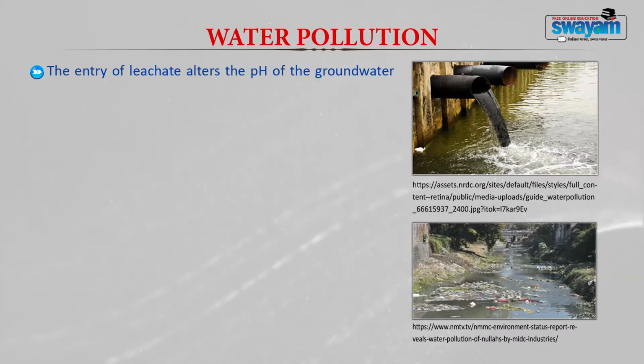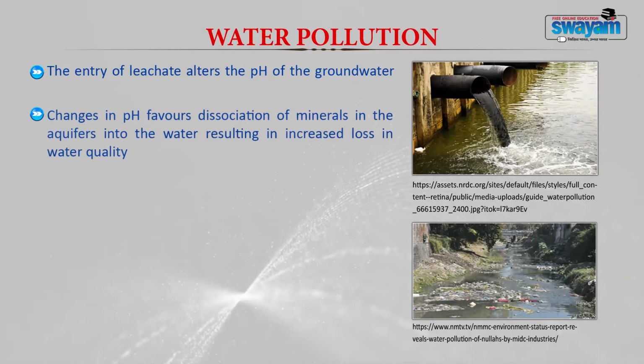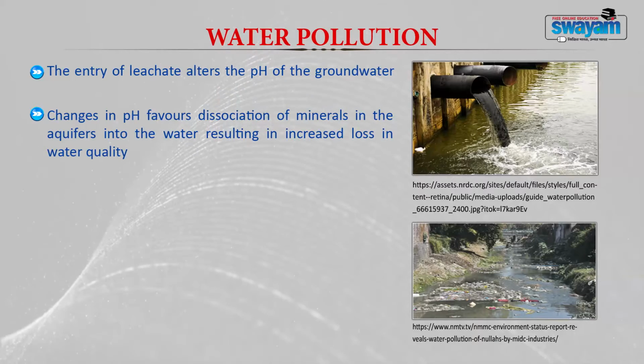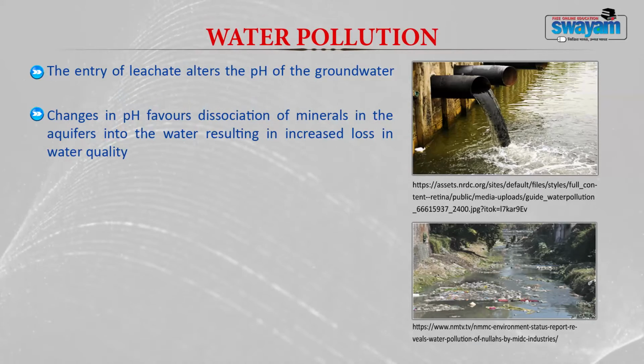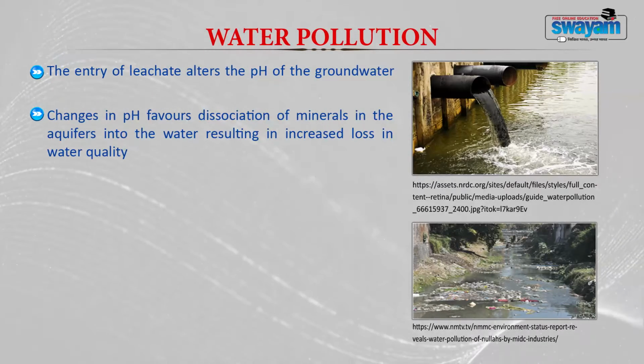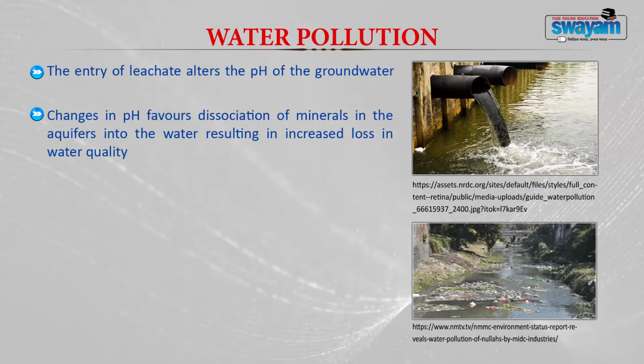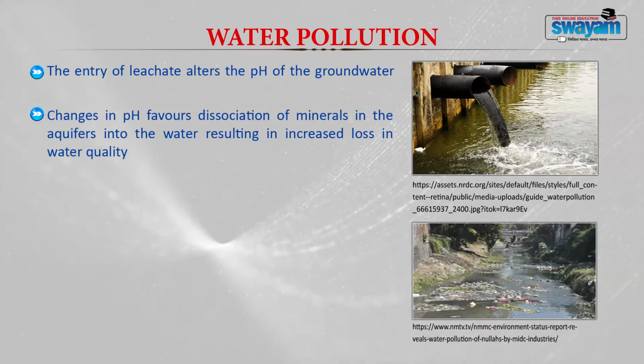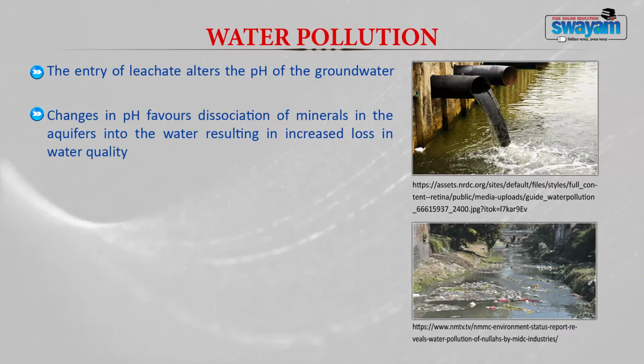So according to the characteristic of leachate which is going along with the precipitation, it will alter your pH. Then when such changes in pH occur, what will happen? It will favor more dissociation of minerals from the aquifers. Now aquifers are underground storage units where your groundwater is stored. Okay? So what will happen? More minerals get dissociated and they will be there in the aquifers.